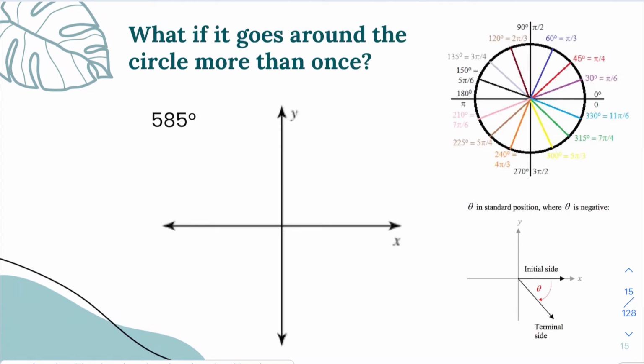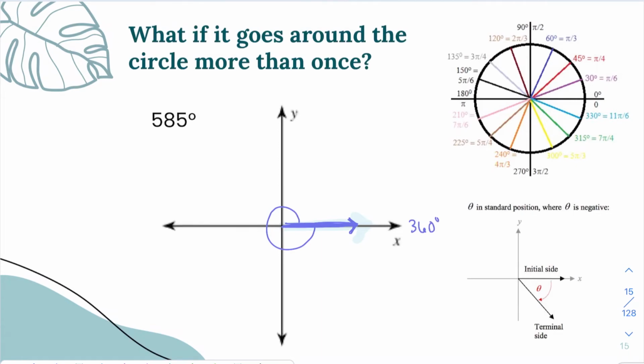So the way that we will start this is we will have, as always, our initial side along our positive x-axis. Then for this one, we're going to go counterclockwise because it is a positive angle. And we know that going once around completely is 360 degrees. Right? So if I put my terminal side right there, that's a 360 degree angle. But obviously I'm trying to go 585.